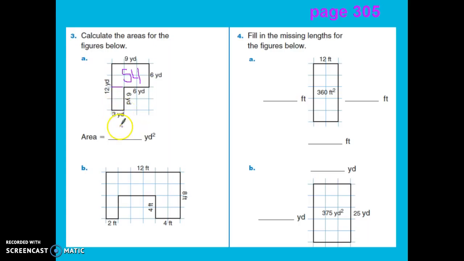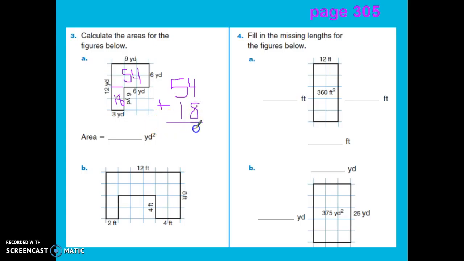Now I have a smaller rectangle though. I know that the length of this, the base, is 3. And the height of this part, this section here, is 6. And so 3 times 6 is going to give me 18. To find my total area, I now need to add 54 plus 18 together.